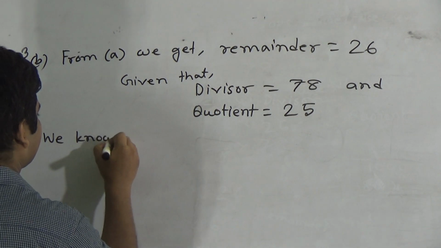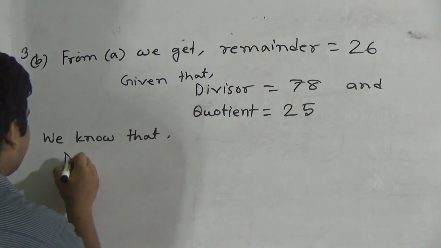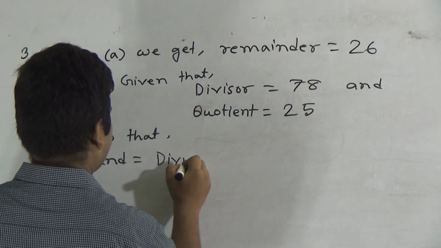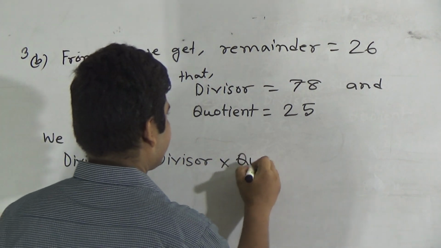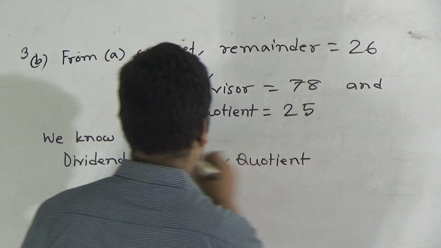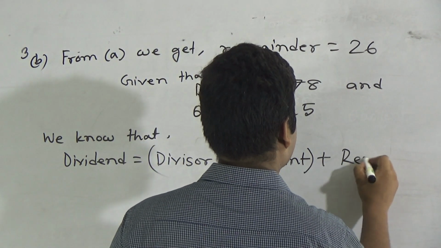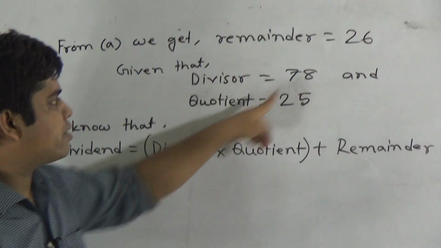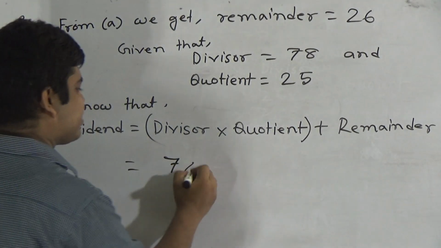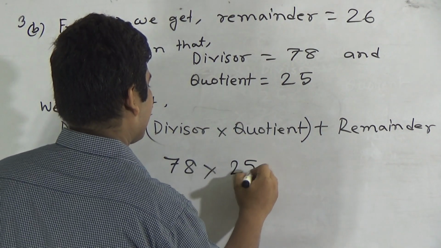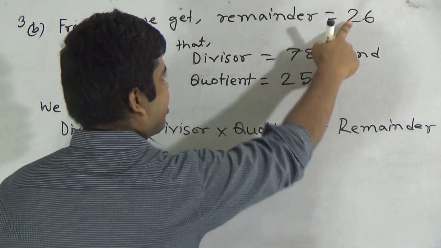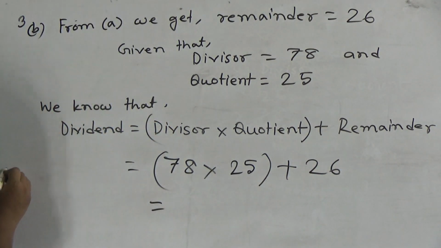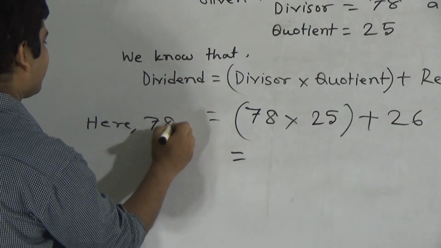My dear students, now we know the formula of the dividend. We know that dividend equals divisor multiply quotient plus remainder. Here the divisor is what? 78. Now write here 78. The quotient is what? 25. Now write here 25. The remainder is what? 26. Now, my dear students, at first we multiply these two numbers, 78 by 25.